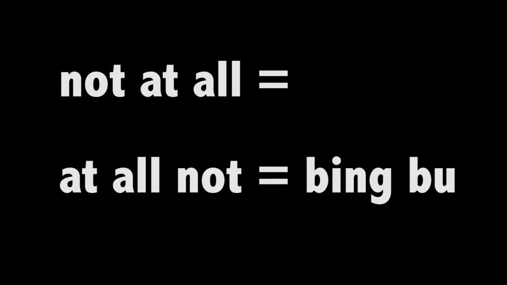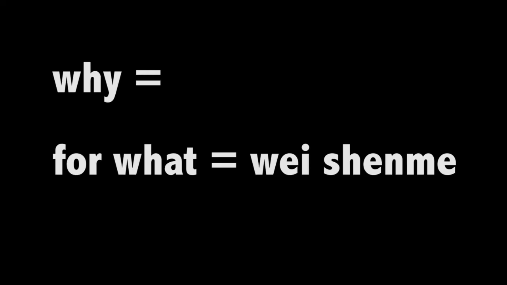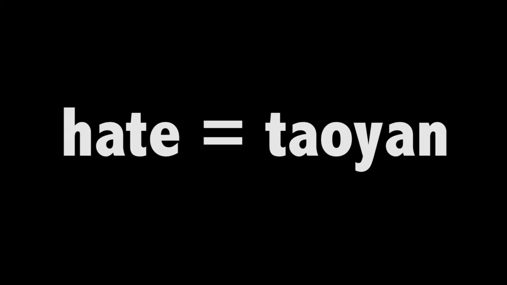But now let's stop dreaming and get back to reality. Learn a few more words. No or not is 不. And not at all in Chinese is at all not. 并不. The question why in Chinese is for what. You already know what, 什么. For what, 为什么. To hate, 讨厌.